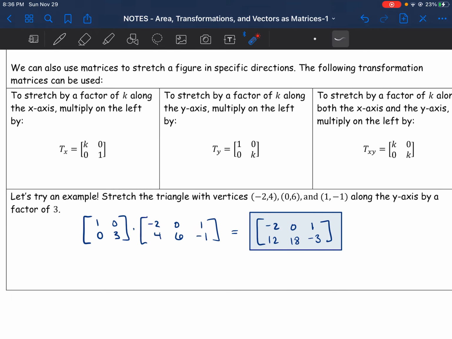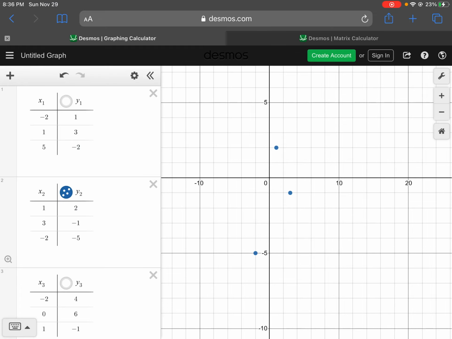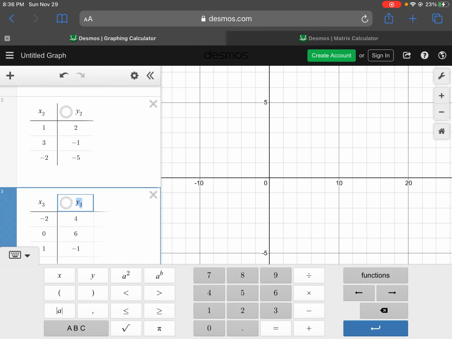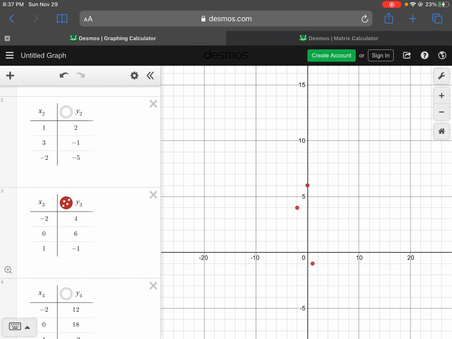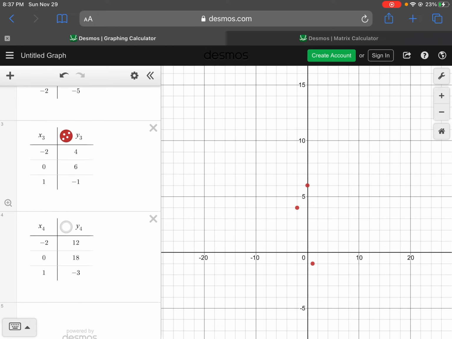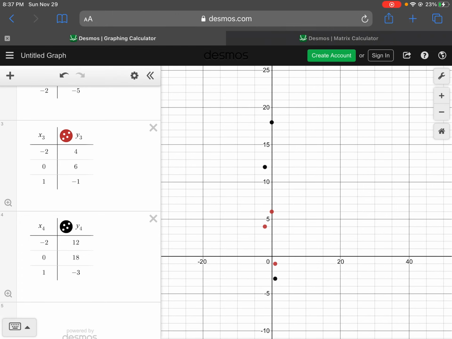If you wanted a visual image, again, let's go to our graph. So let me hide these points here, and I'm going to go ahead and activate these points. This was our original triangle, these points in red. And after stretching them along the y-axis, notice this is our result, these points in black. So all of these points in red got stretched along the y-axis by a factor of 3.